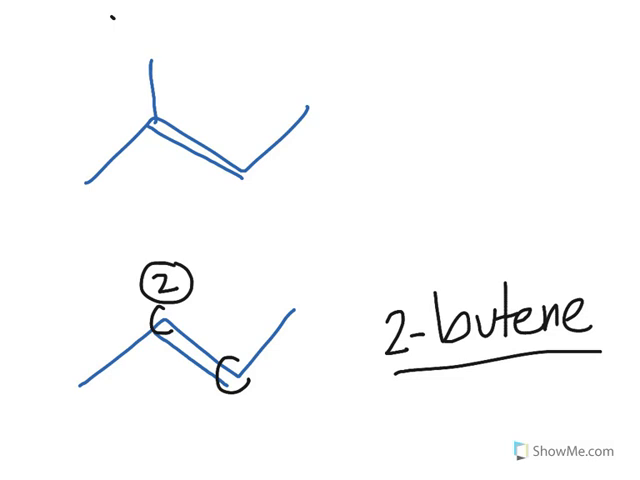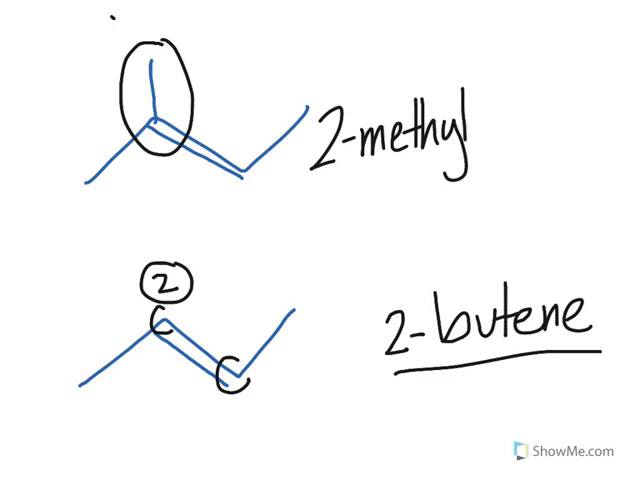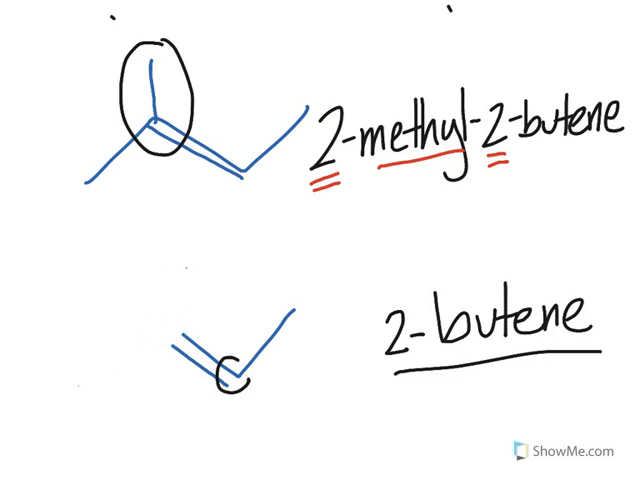Well, it would still be 2-butene, but now we would also identify that this methyl group is on the second carbon. So this would be 2-methyl-2-butene. And note that the number for the double bond still stays right there, but then I also have to identify that the methyl attachment is on the second carbon. Let's take a look at another one.